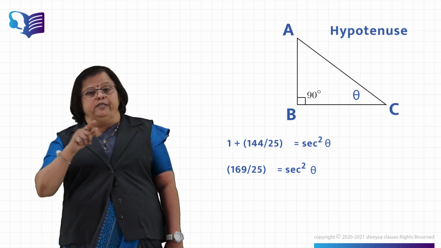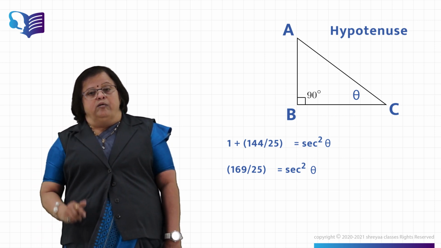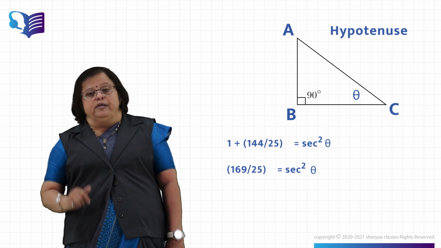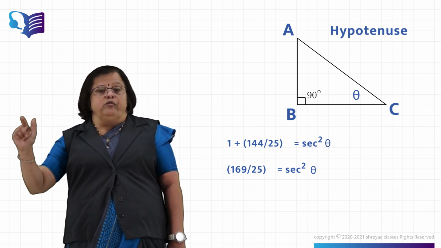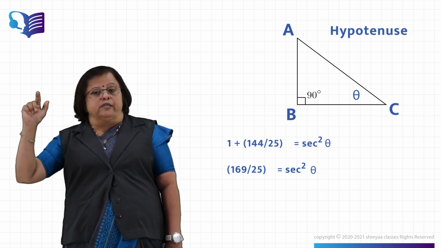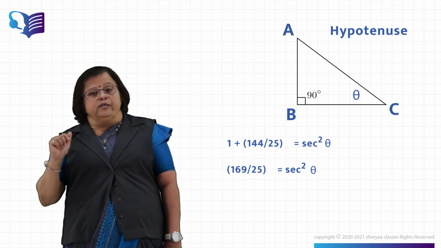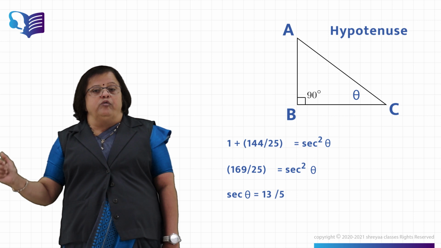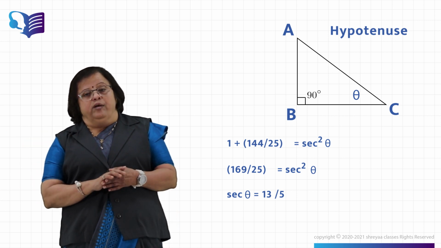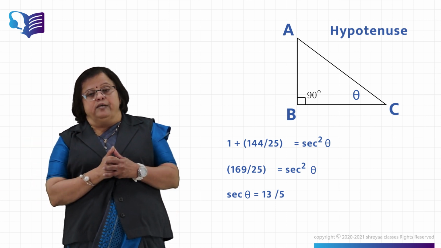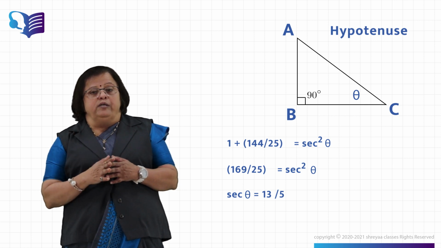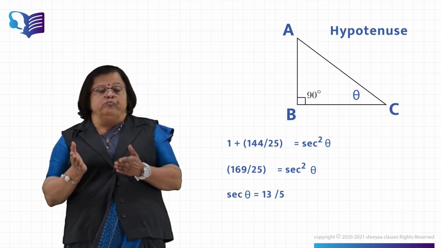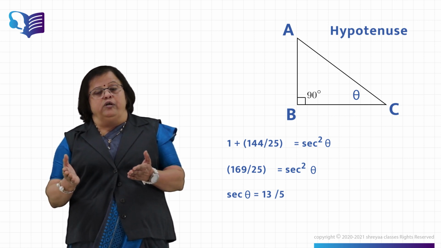What is the square root of 169? 13. What is the square root of 25? It is 5. So we want to take the square root of sec square theta. So it will be sec theta is equal to 13 upon 5. What is the answer of sec theta? 13 upon 5. Simple. You can do it by triangle method if you want. Try it.